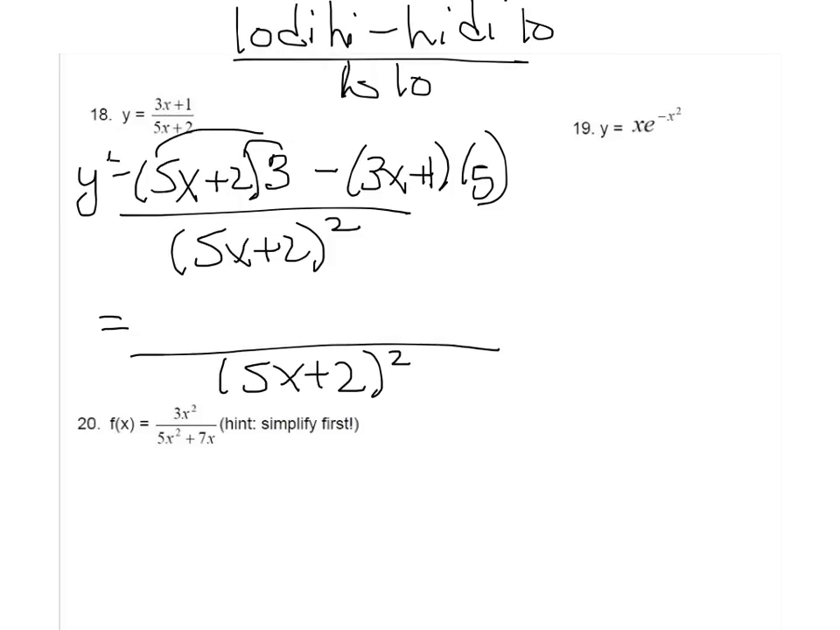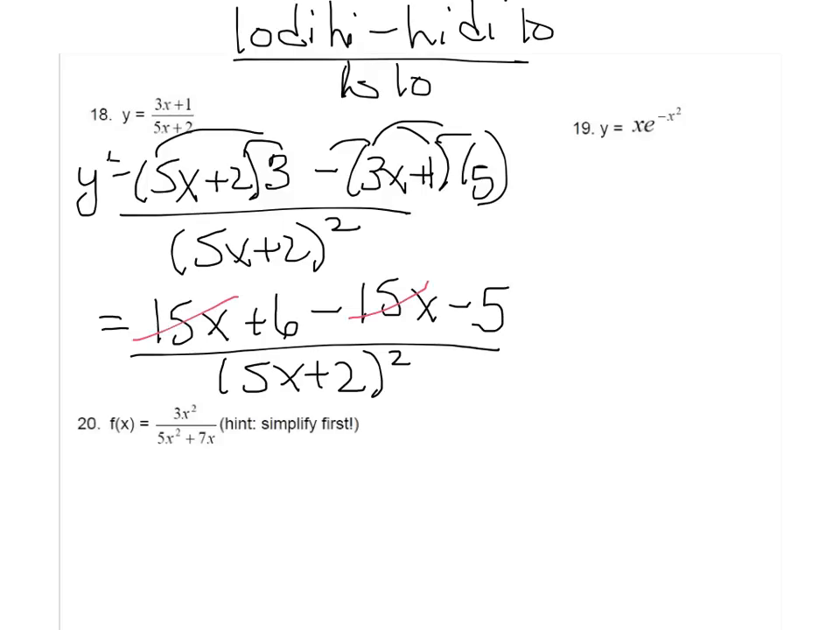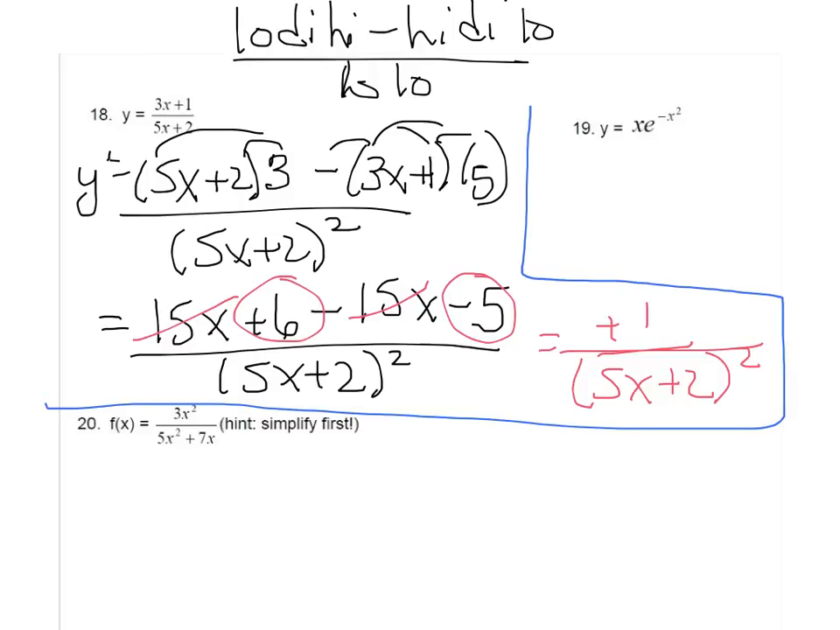the numerator, distribute the 3, and I'm going to distribute the negative and the 5, so that's negative 15x minus 5. So when I combine like terms in the numerator, 15x minus 15x, and then 6 minus 1 gives us a final answer of positive 1 divided by 5x plus 2 times itself. Now for 19, we need the product rule again, because we have x, which is a function, and e to the negative x squared, which is a function.